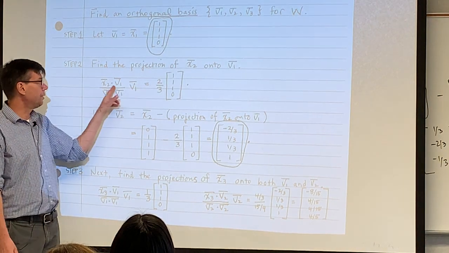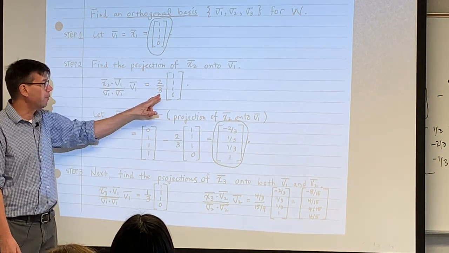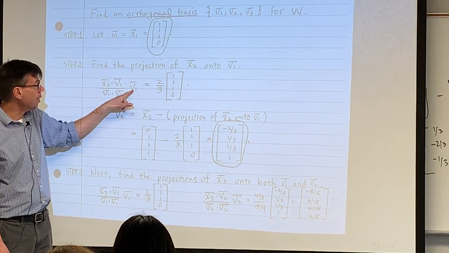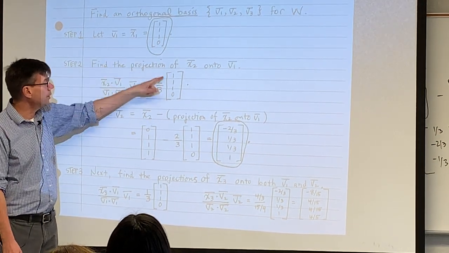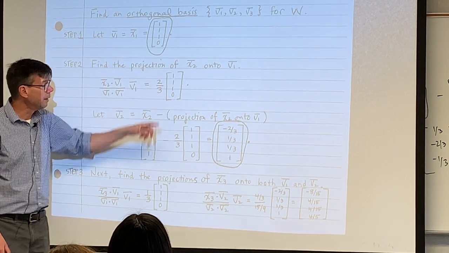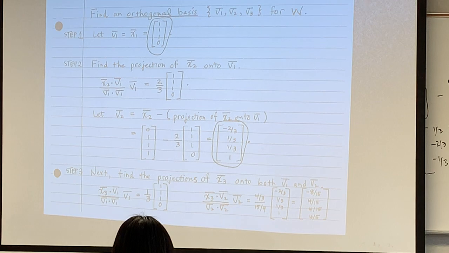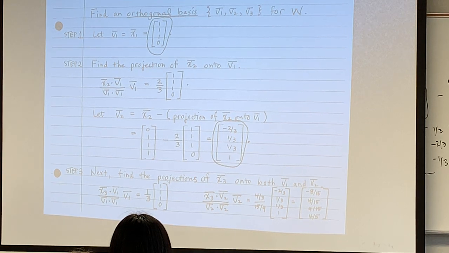So I went ahead and did all those dot products ahead of time, so it's 2/3 times the v1 vector, but that's the same as x1, 1, 1, 1, 0. Okay? So we project x2 onto our first vector. Now, that's not what we want, right? Because that's a scalar multiple of our first basis vector. We already have that dimension. We want a dimension perpendicular, orthogonal to that, right?